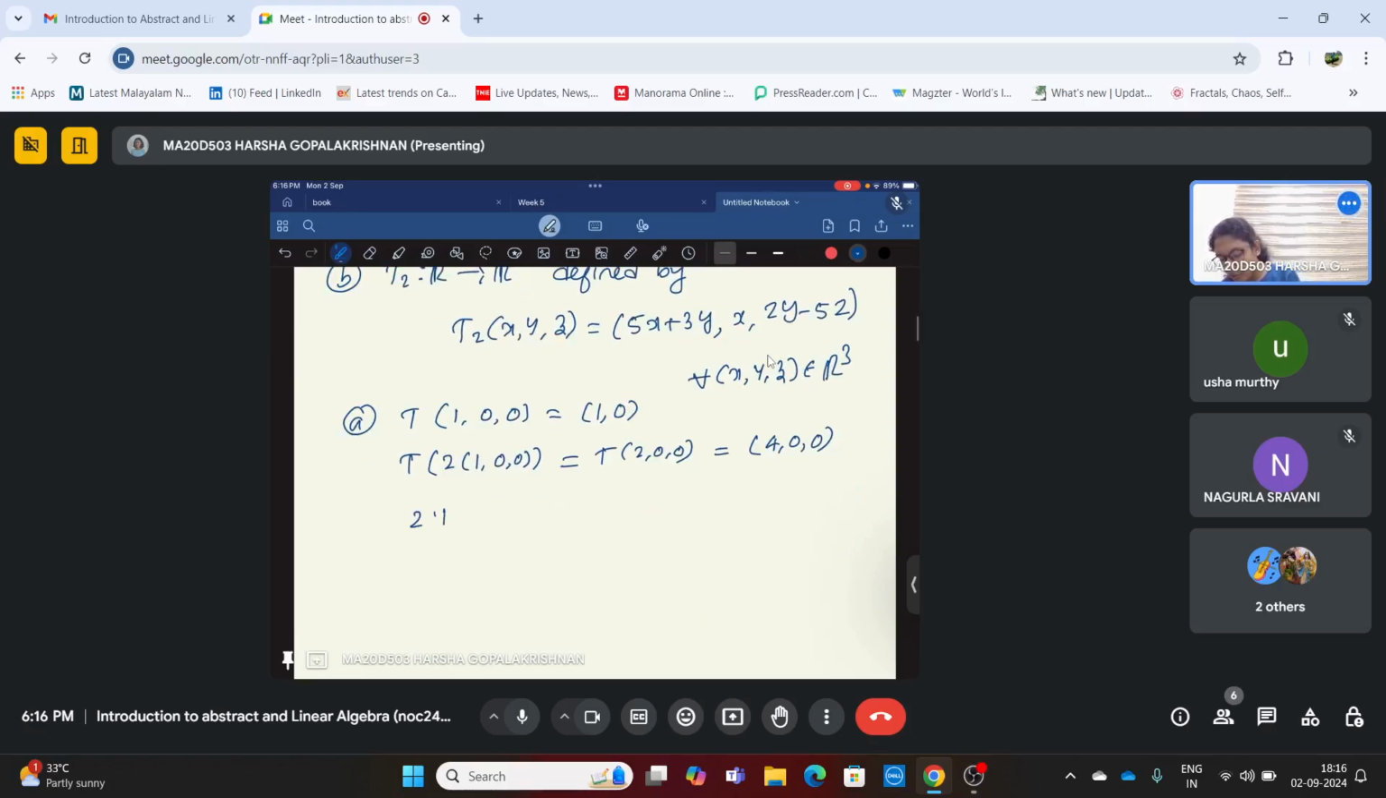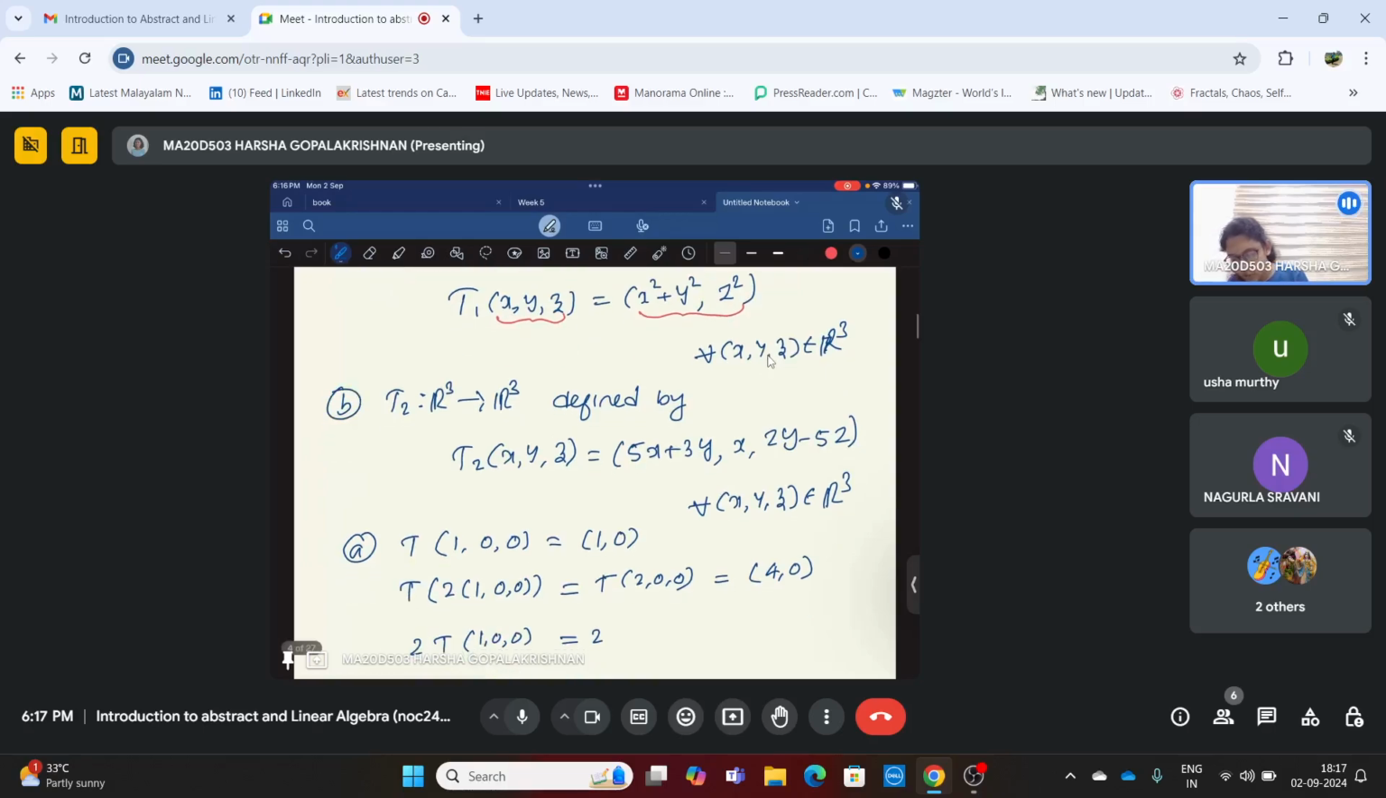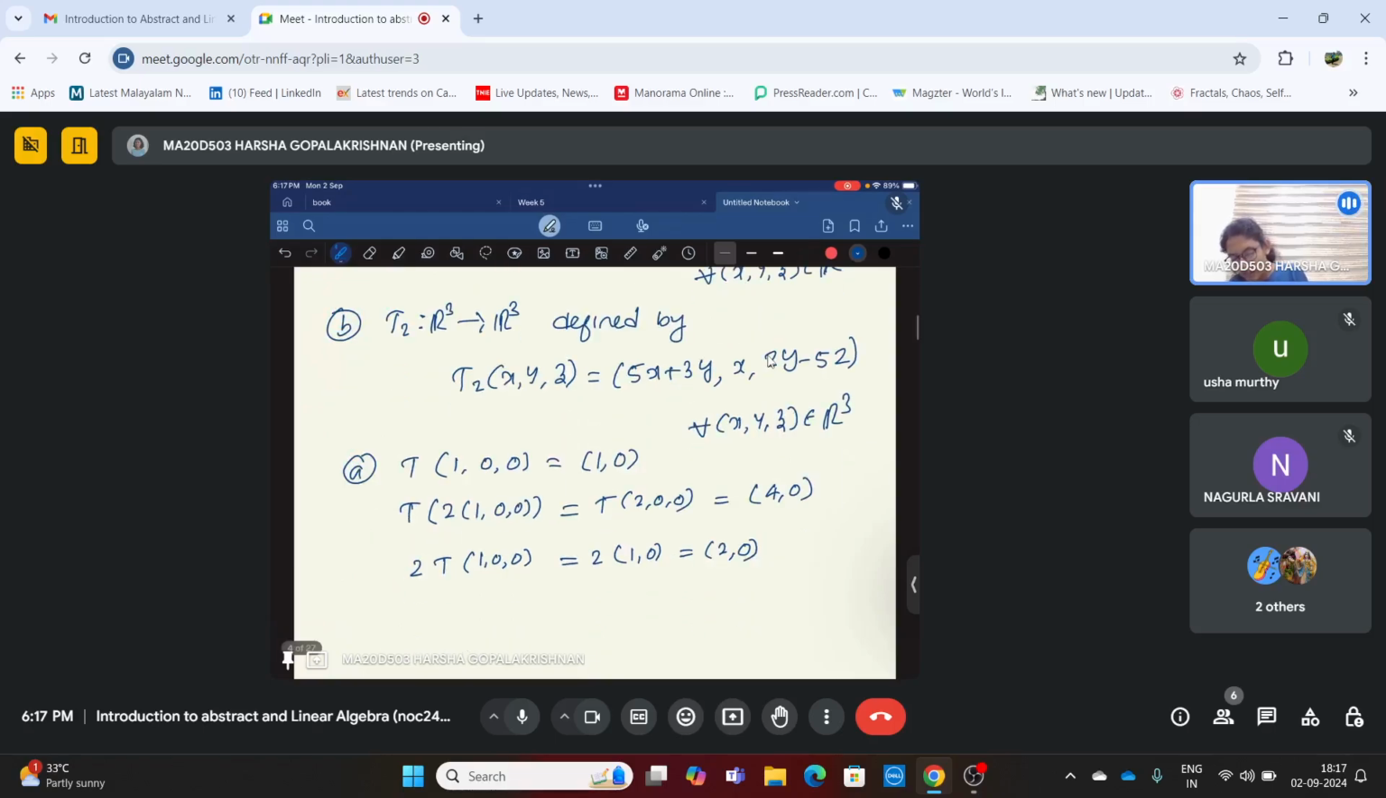Now again, what is 2 times T of (1, 0, 0)? Okay. So the definition is x square plus y square comma z square. Now what is 2 times T of (1, 0, 0)? 2 times (1, 0), which is (2, 0). So this is not equal to T of 2 times (1, 0, 0), right? 2 times T of (1, 0, 0) and T of 2 times (1, 0, 0) are not equal. Okay. So T is not a linear transformation. Clear?